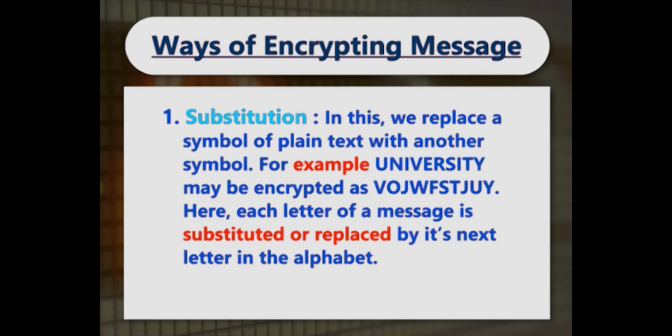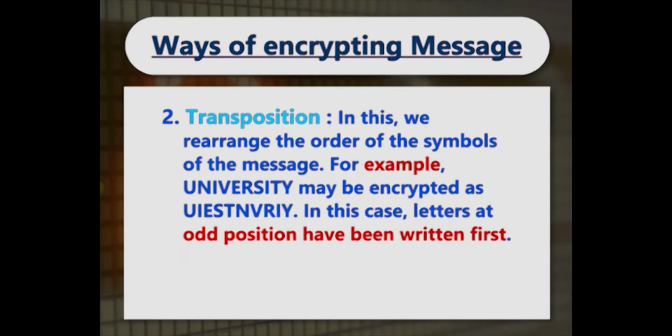For example, university may be encrypted as VOJWFSTJUI. Here, each letter of a message is substituted or replaced by its next letter in the alphabet. In transposition, we rearrange the order of the symbols of the message. For example, university may be encrypted as UIESTNVRIY. In this case, letters at odd position have been written first. Today, we are going to talk about substitution ciphers only.